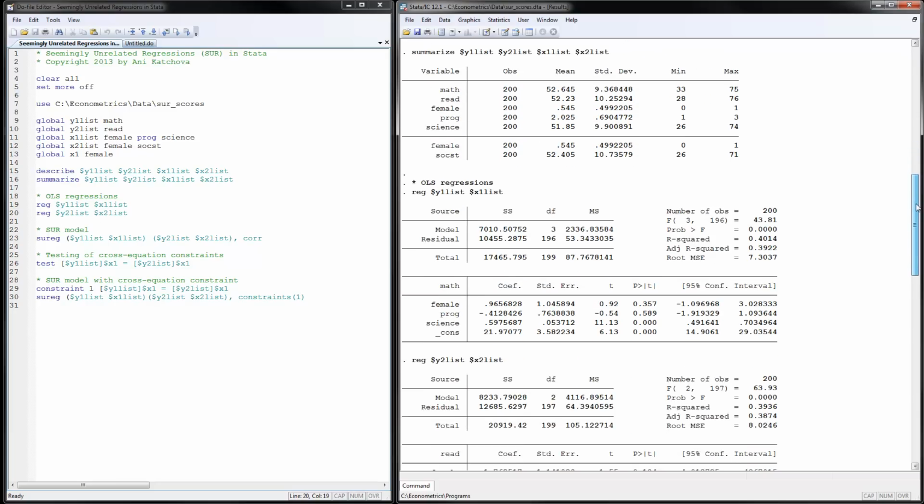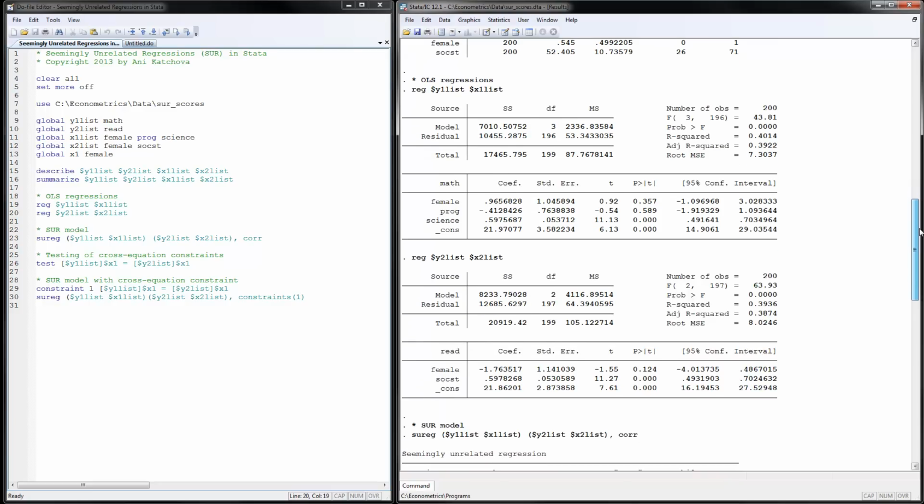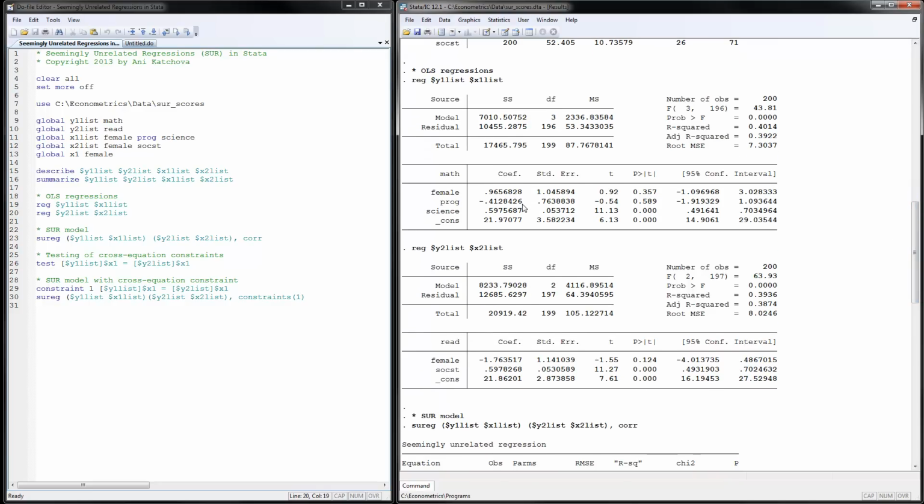And these are the results that we see, and of course we can interpret, say, the coefficient on the science score: each 1 point more that you have in the science score, you will have 0.59 more points for the math score. So that's a very typical description of OLS results. And this is the OLS regression of the second equation.